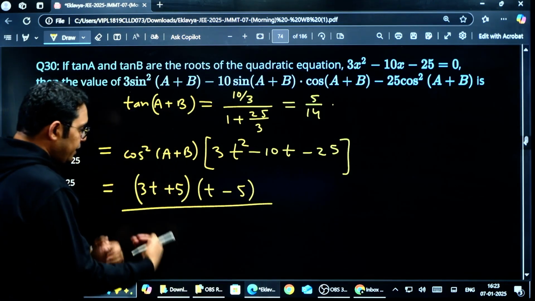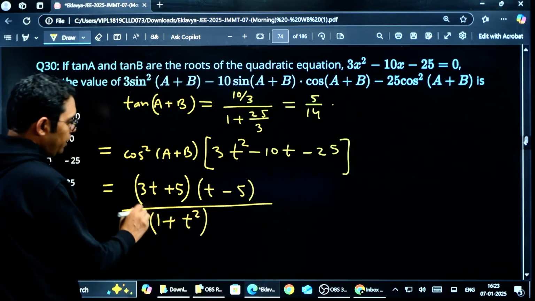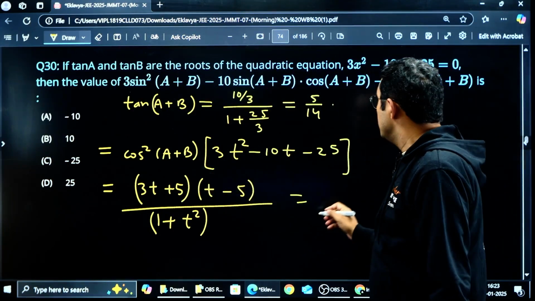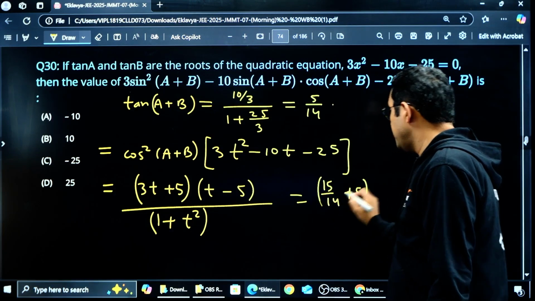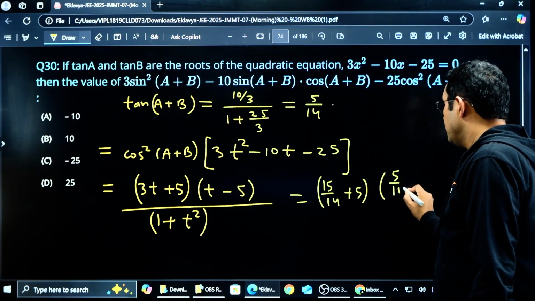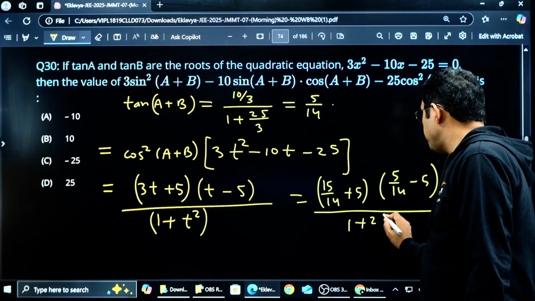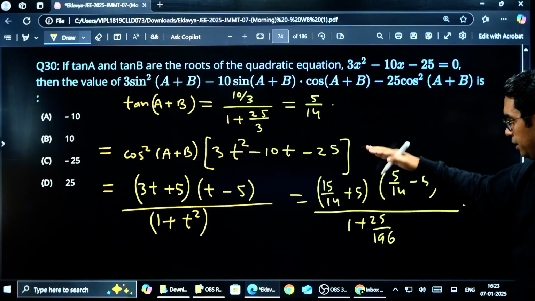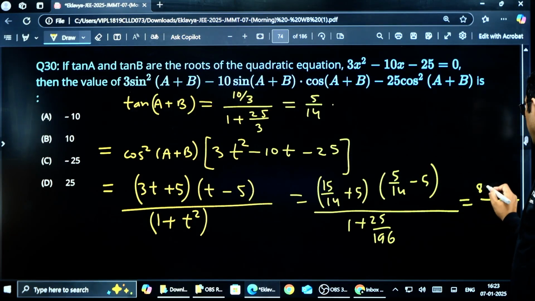And this cos², I can write it as sec² in the denominator, and that is actually 1 plus tan². Now we just need to put the values of t. So 5/14 we will put here, so it will be 15/14 plus 5 in the first bracket, and then 5/14 minus 5 in the second bracket, divided by 1 plus 25/196. So 196 in numerator and denominator will get cancelled. We are having 14 into 5, 70, plus 15, so 85, and here it will be minus 65.